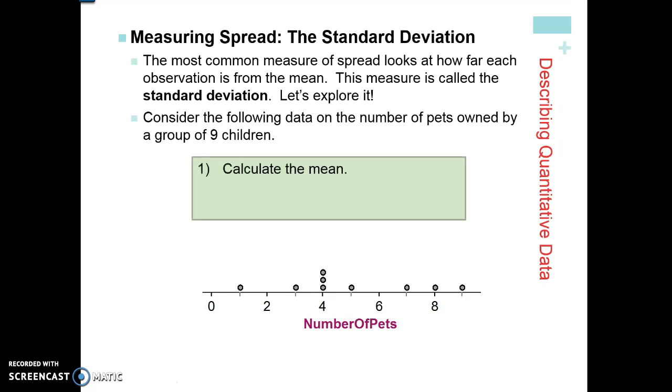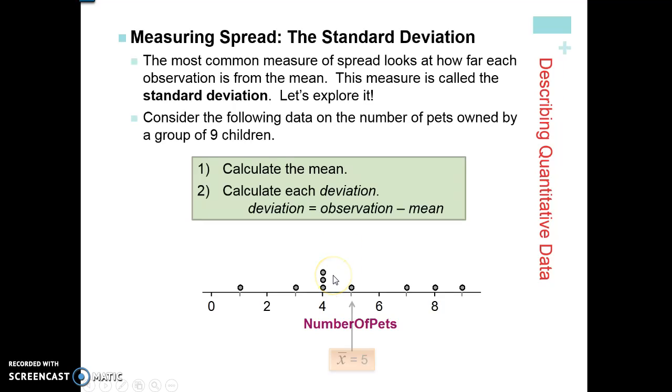Number one, since standard deviation tells us how far we are from the mean, we have to calculate the mean. And then next we're going to calculate the deviation. That's how far each point is from the mean. So deviation in general is how far each individual observation is from the mean.